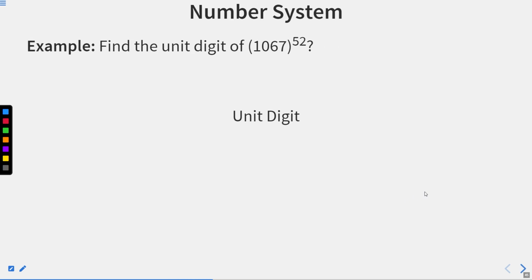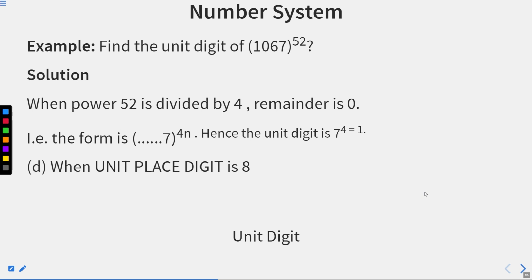Find the unit digit of 1067 to the power 57. Again, you have to divide the power by 4, and the remainder is 0. So in that case, the unit digit will be 1.